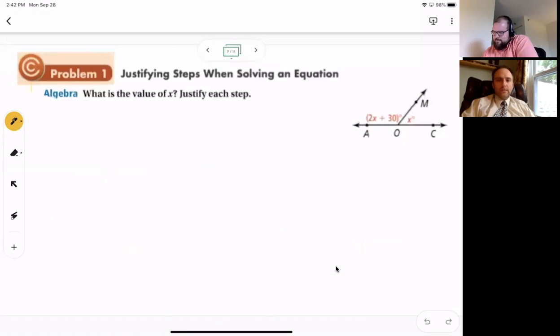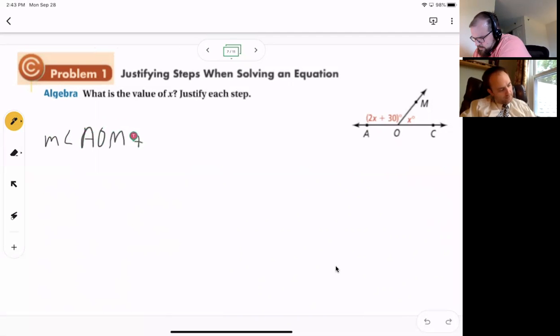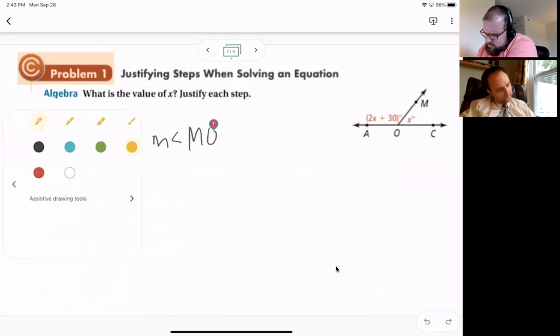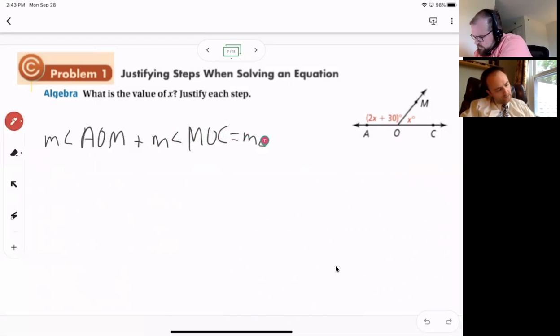So this next one brings us to geometry. There'll obviously be algebra involved, but brings us to geometry. So I think there's a number of different ways I could start this. I think what I'm going to write is this. The measure of angle AOM plus the measure of angle MOC equals the measure of angle COA.